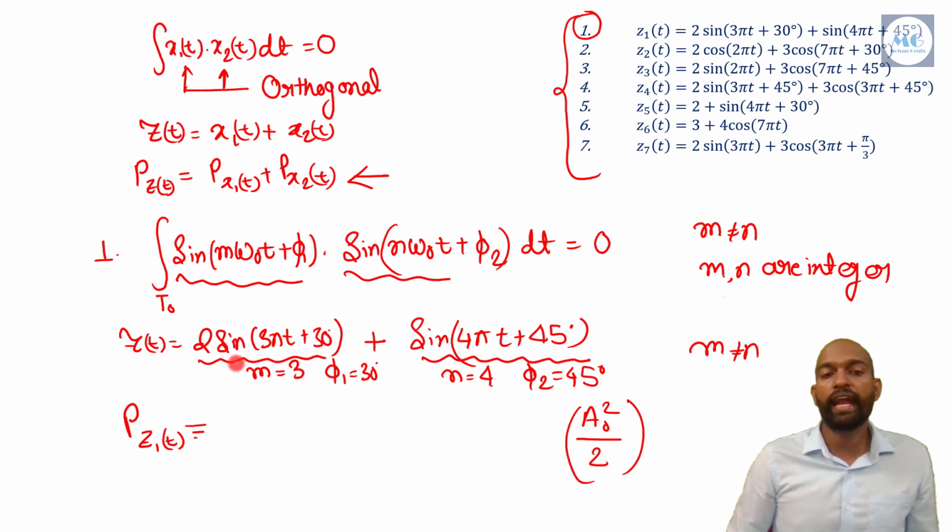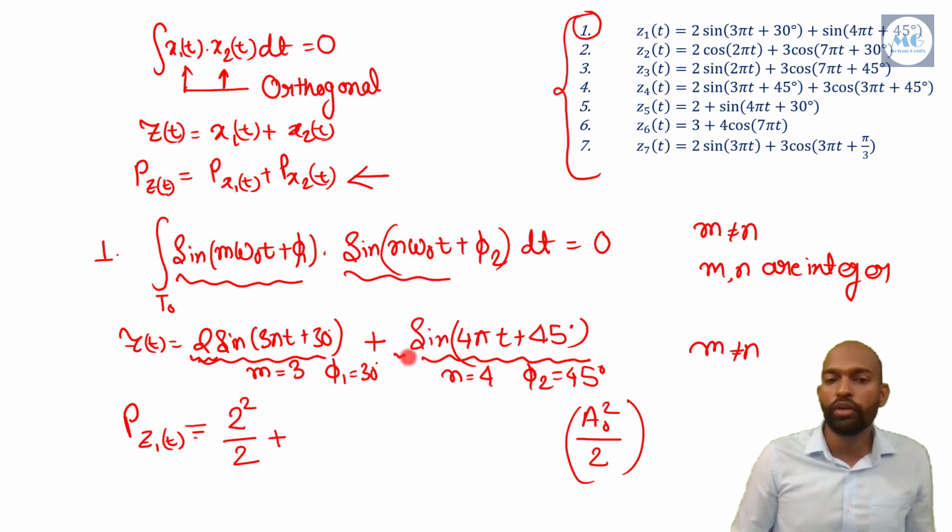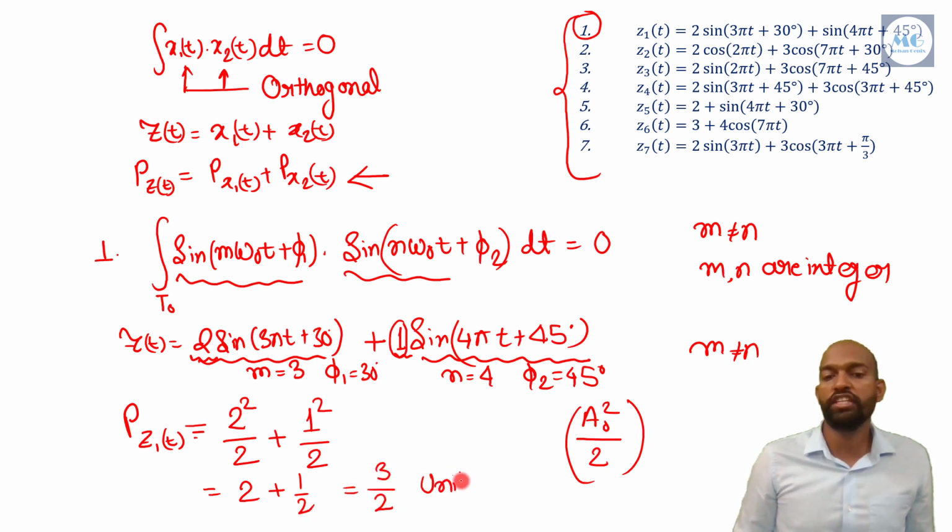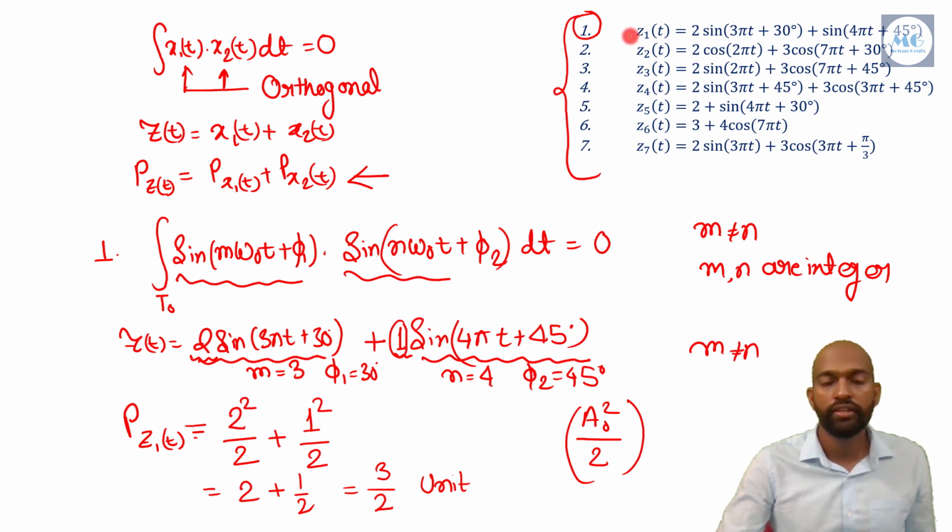So we can directly write the power of this signal: its peak amplitude is 2, so 2 square by 2. And what will be the power of this signal? Yes, here the peak amplitude is 1, as nothing is written, so we assume it as 1. So 1 square by 2. Then it will become 2 plus 1 by 2, that is equal to 3 by 2. 3 by 2 units is the power of z1(t).